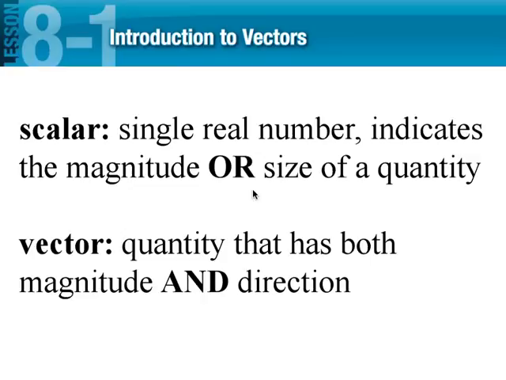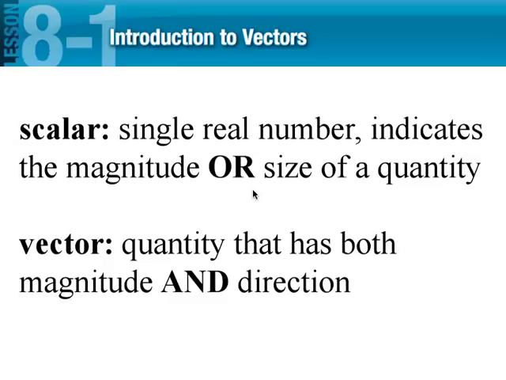Some definitions that we need to get down. First of all, we have what's known as a scalar. Now, the root word of scalar is scale. A scalar is nothing more than a single real number. It indicates the magnitude or size of a quantity. Okay, so a scalar is something that's singular. It indicates the magnitude or size.